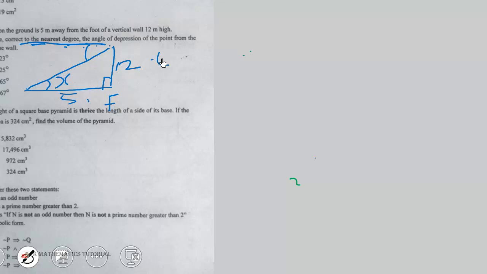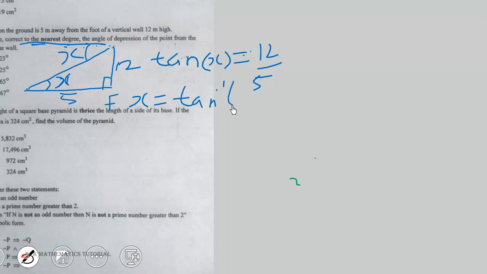So we can use tan. Tan X will be equal to, know that this angle is equal to this angle because of the alternate angle theorem. So tan X will be equal to opposite, which is 12 over 5. So X will be equal to tan inverse of 12 over 5. And this will give us 67.38. So to the nearest degree is 67 degrees.